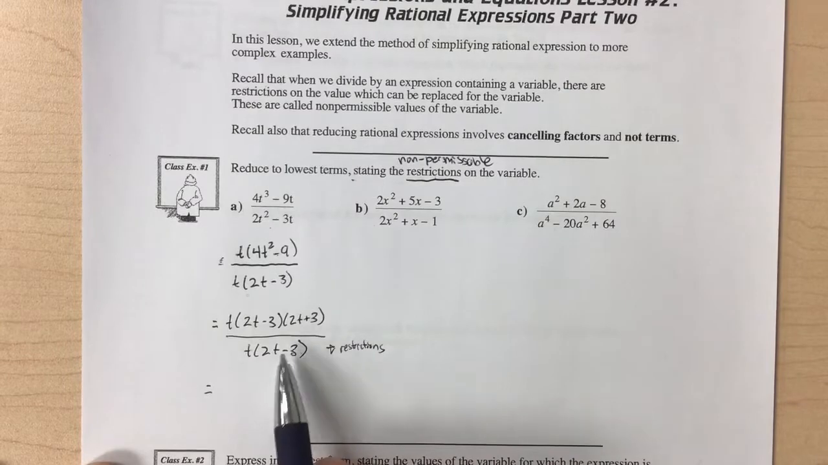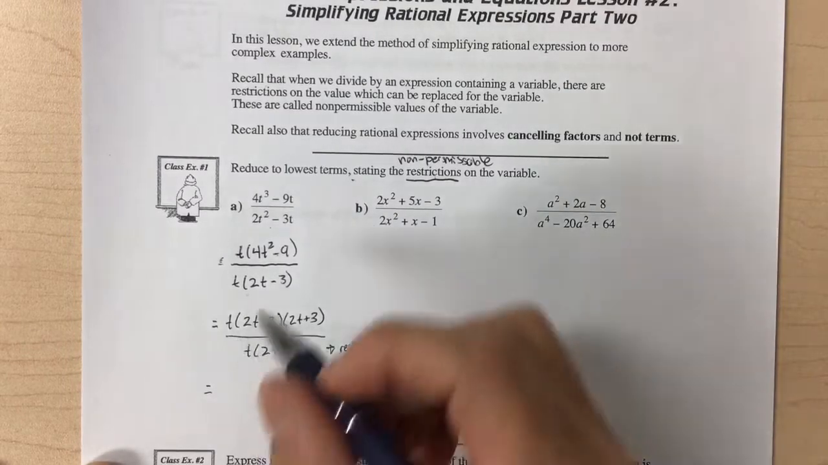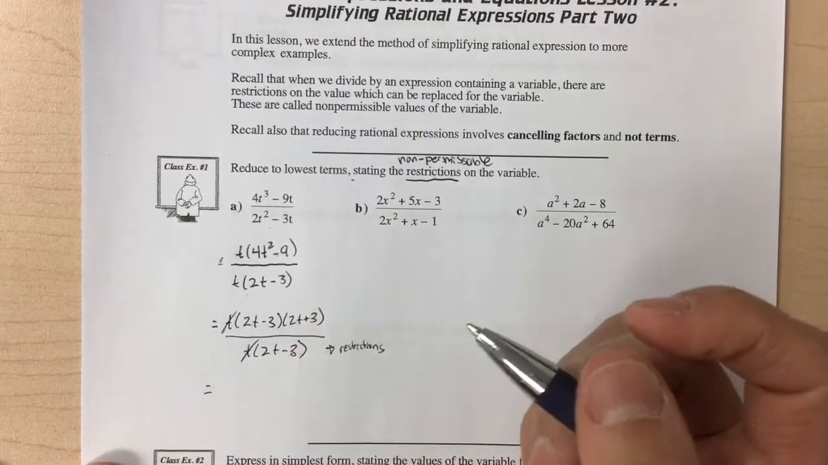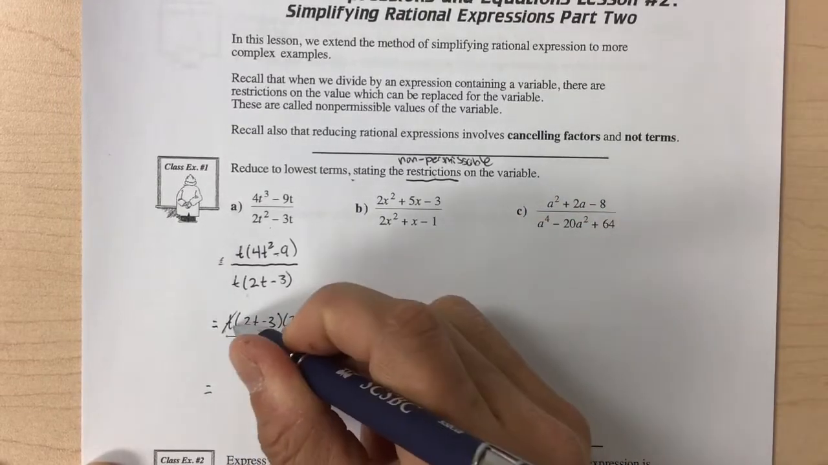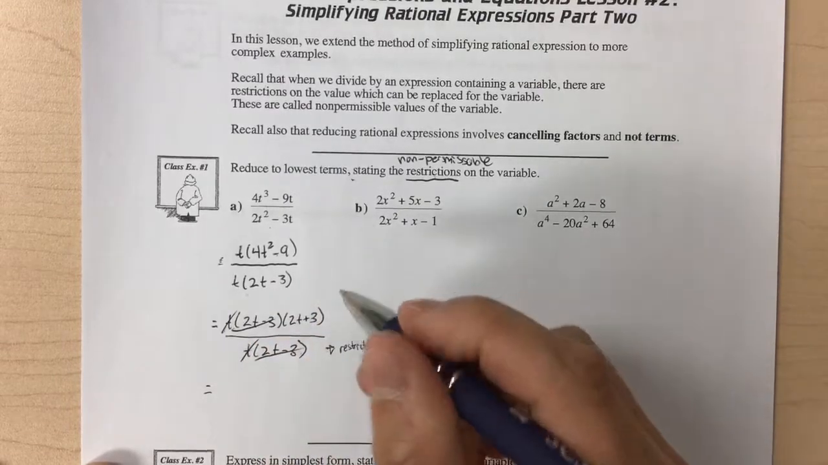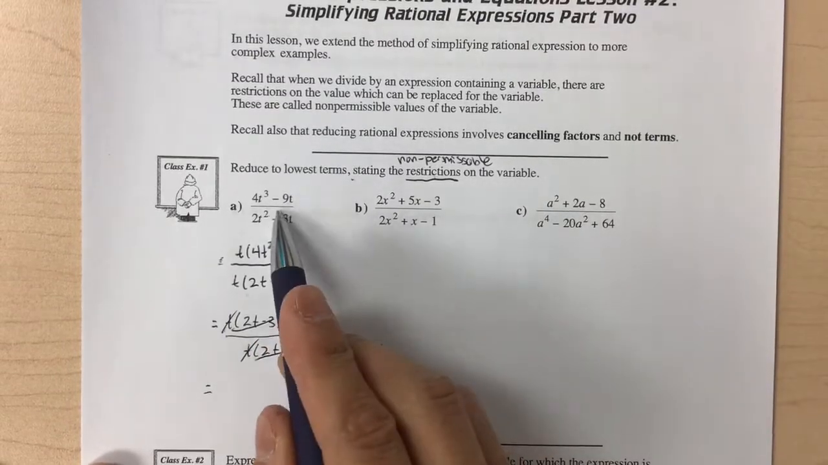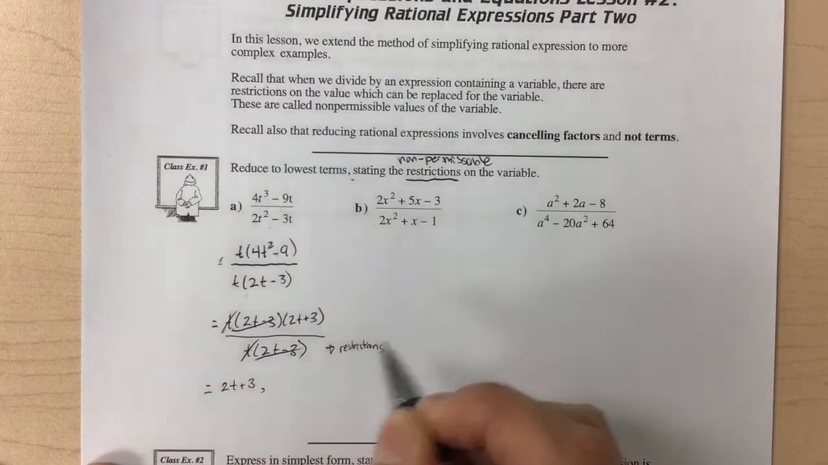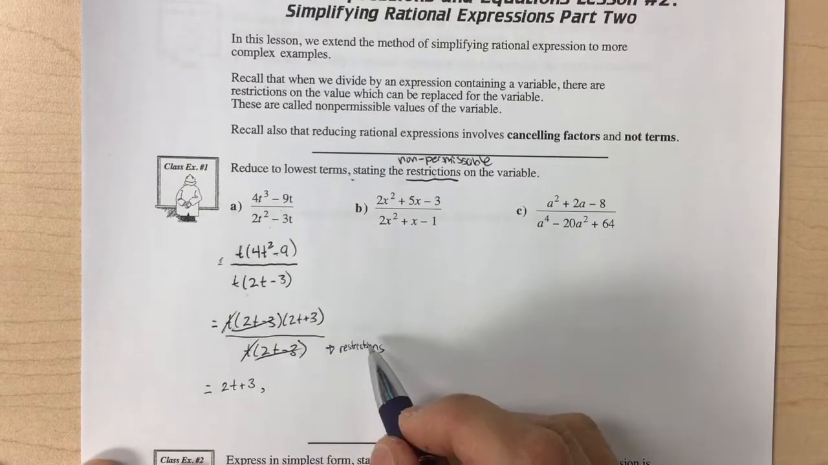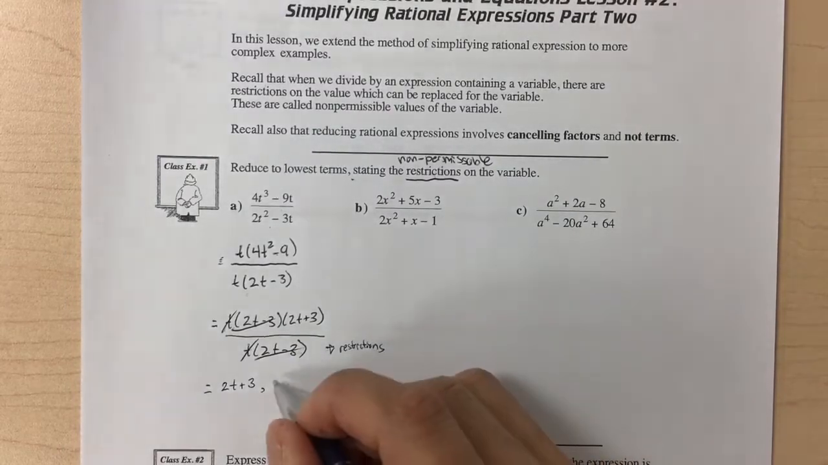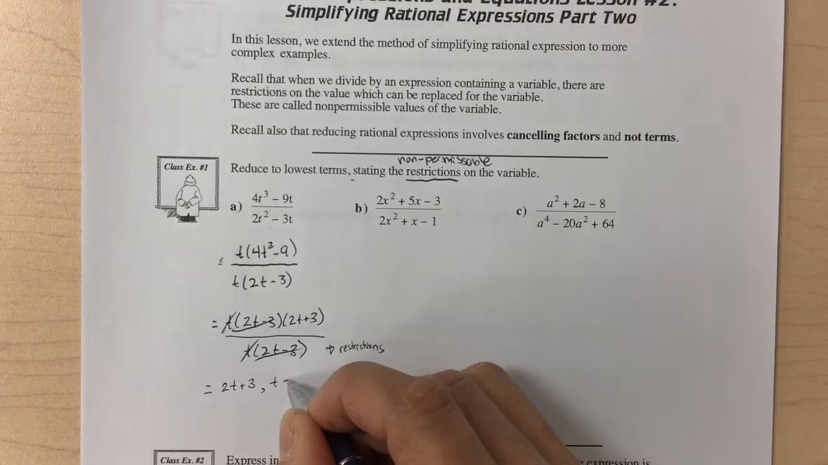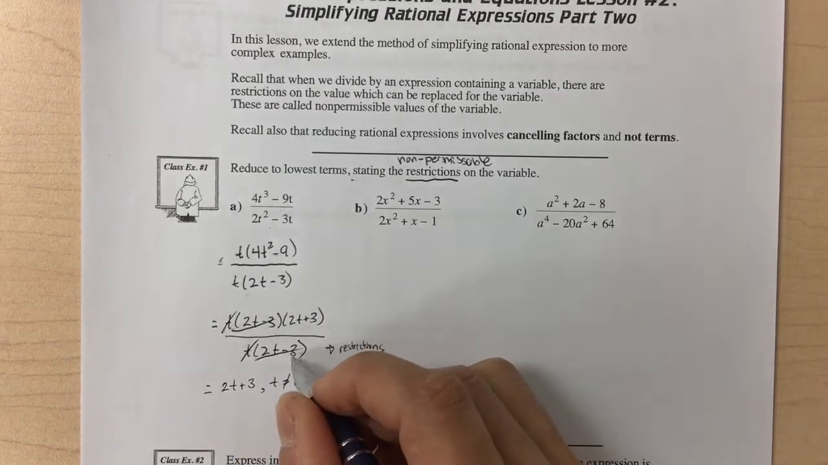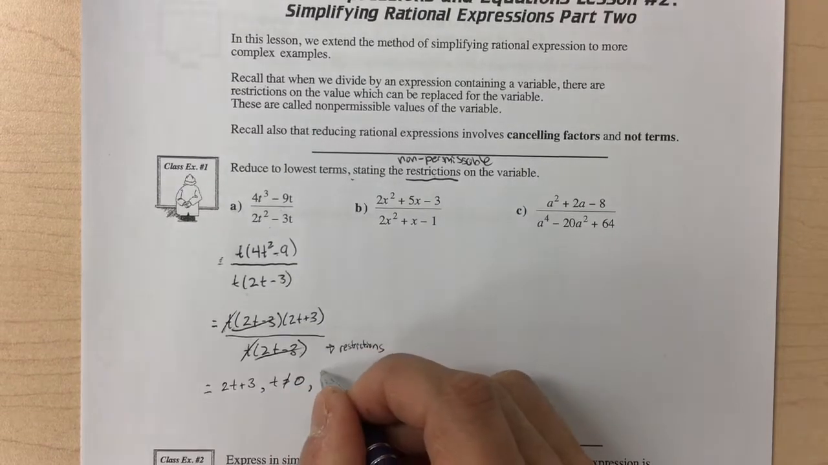Okay, so right here is where my restrictions are going to come from, so we'll keep that in mind even though I am going to cancel out my factors now. t and t can cancel out, those are factors, as well as 2t minus 3 and 2t minus 3. So my simplified form of this expression is going to be 2t plus 3. However, this comma is because we are also going to express our restrictions. t cannot equal 0, and it cannot equal positive 3/2.